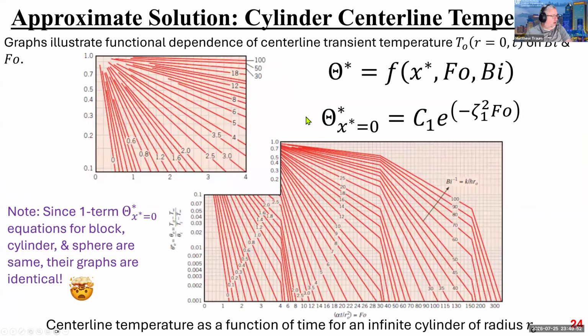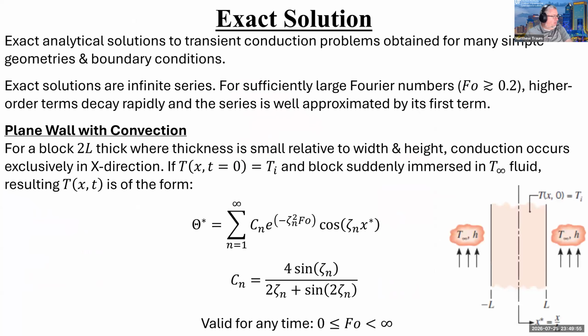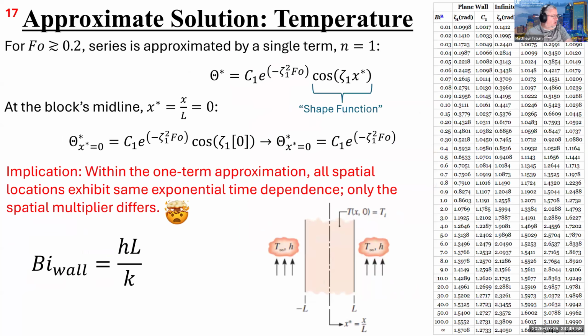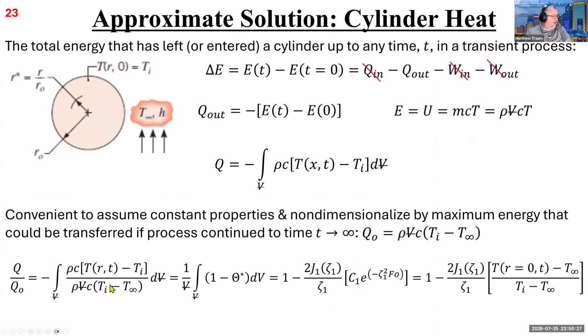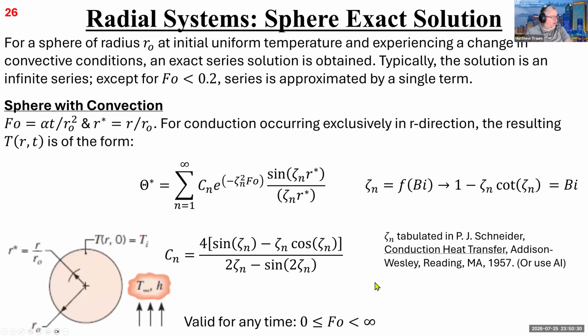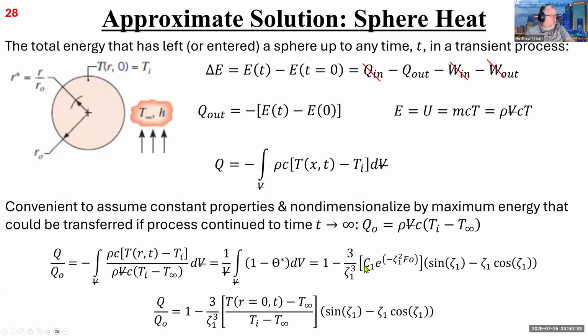All enabled by, if we go all the way back, too far, to this implication: within the one-term approximation, all spatial locations exhibit the same exponential time dependence. Only the spatial multiplier, or the shape function, differs, right? So all of this is enabled by this implication that once you've got this guy solved, you just have to multiply by the shape function, and that gives you, from the center line temperature, the temperature at any time at any other spot inside a plane, inside a cylinder, or inside a sphere. Wow. Sphere. Okay. Whew.